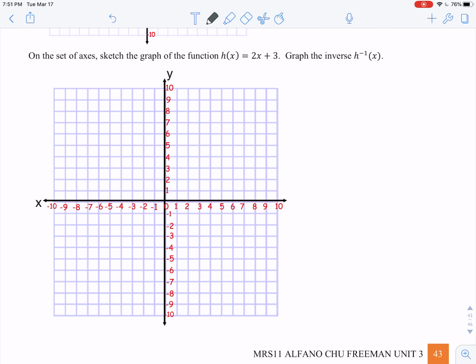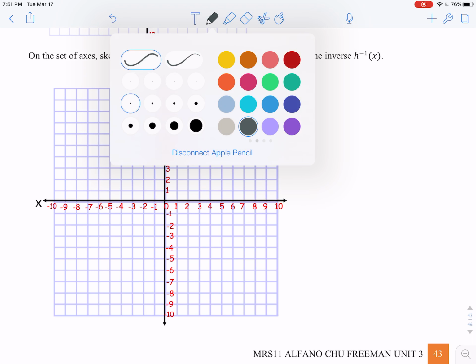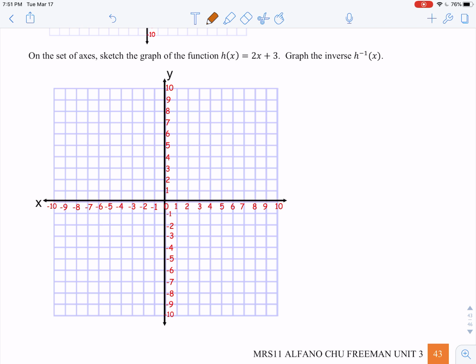Okay, let's do this last problem together as well. On the set of axes, let's graph the function h(x) = 2x + 3. Remember, we try to use y = mx + b. So we begin at +3. That's where we begin. Our slope is 2/1, which means let's go up 2, right 1. Up 2, right 1.